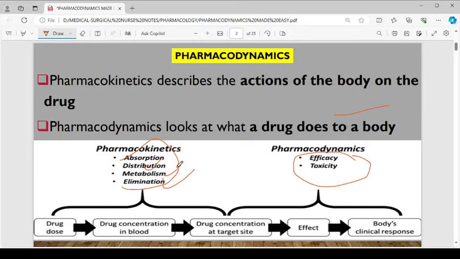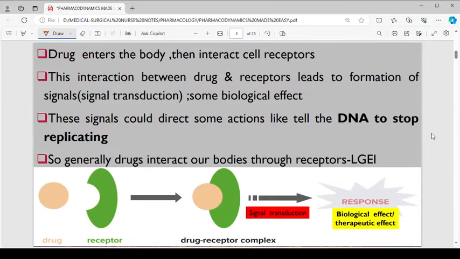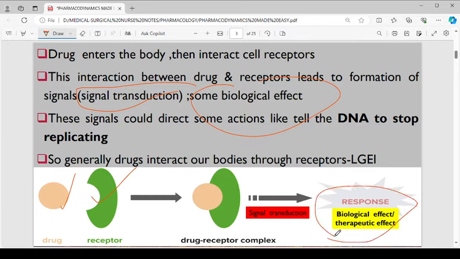Remember, the drug, once taken, has to get into the blood, and then from the blood, the drug will concentrate at the target site where we're going to have an effect, and this will be reflected in the body's clinical response. All right. So drugs normally enter the body and then interact with the body through the cell receptors. The interactions between the drug and the receptor normally lead to signal transduction. Okay, this signal transduction has some biological effect, of which some of them could be the therapeutic or the expected outcome from this type of drugs.